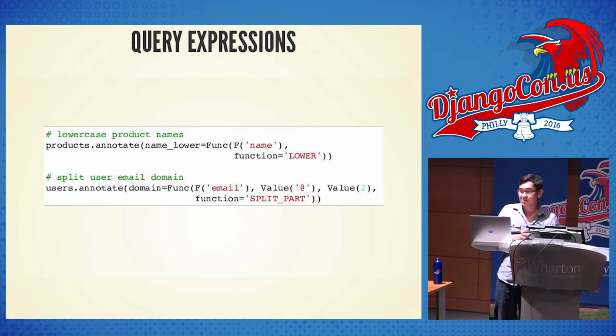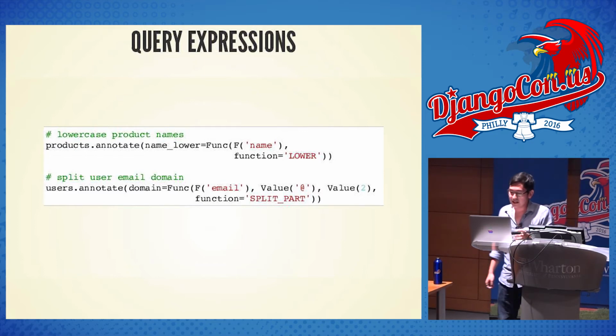You can subclass the database function class, which simply takes a list of arguments and then the corresponding SQL function to apply them to. So in the top example, without having to iterate over any products, we're converting all of the names to lowercase and adding that to each individual product. And in the bottom example, we're taking all of our users, using the split part function in SQL to break the email based on the @ delimiter, and just grab the second of that split. Hopefully that all makes sense.